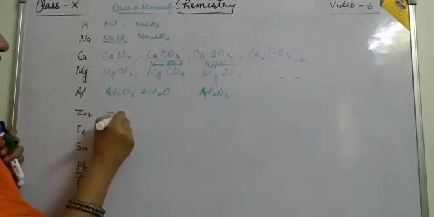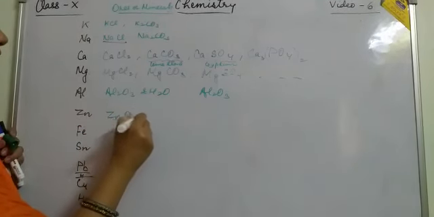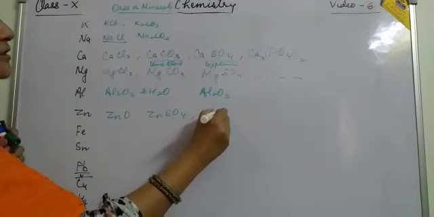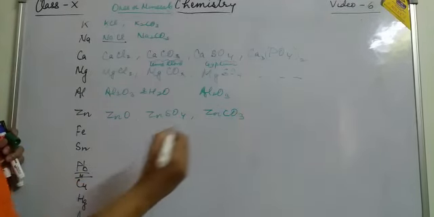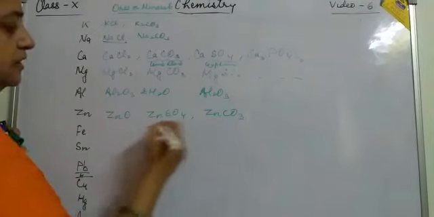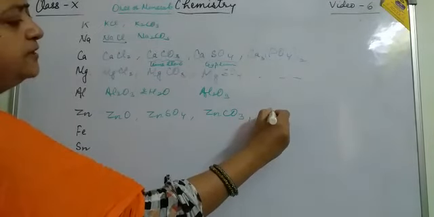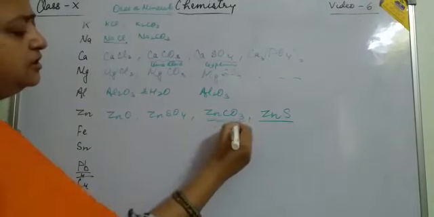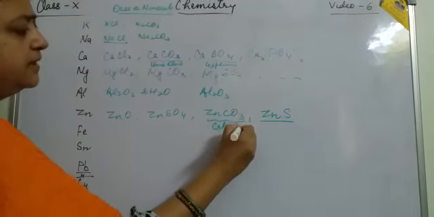Zinc is found as zinc oxide, zinc sulfate, and zinc carbonate. Zinc carbonate is commonly called calamine, and zinc is most abundantly found in zinc sulfide form.